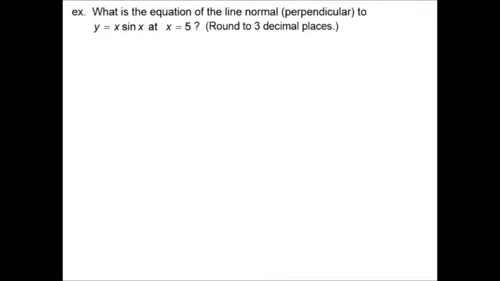This problem on the surface looks fairly similar to the last one, but there are a few important differences that I'm going to take the time to point out. First of all, what's the equation of the line normal? The word normal is a synonym for perpendicular, so don't freak out when you see the word normal. To y equals x sine x at x equals 5, and we're going to be rounding to 3 decimal places in this one.